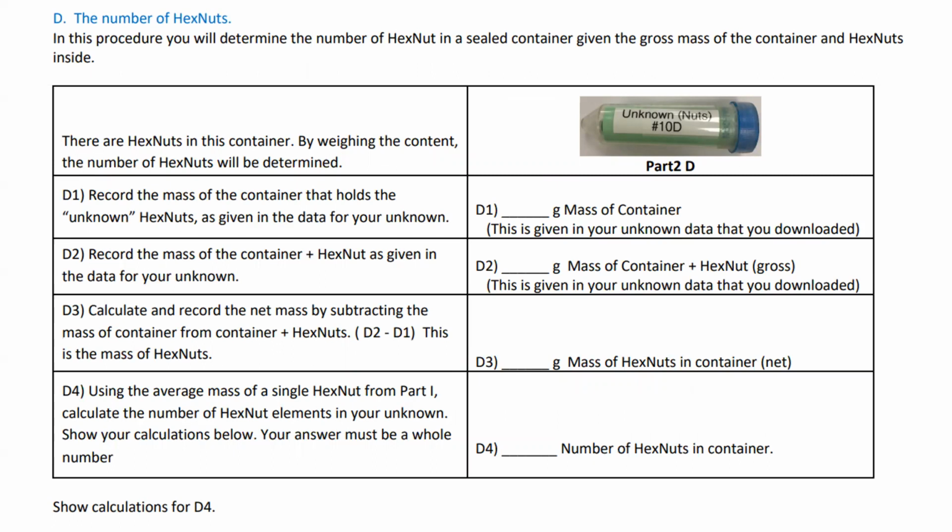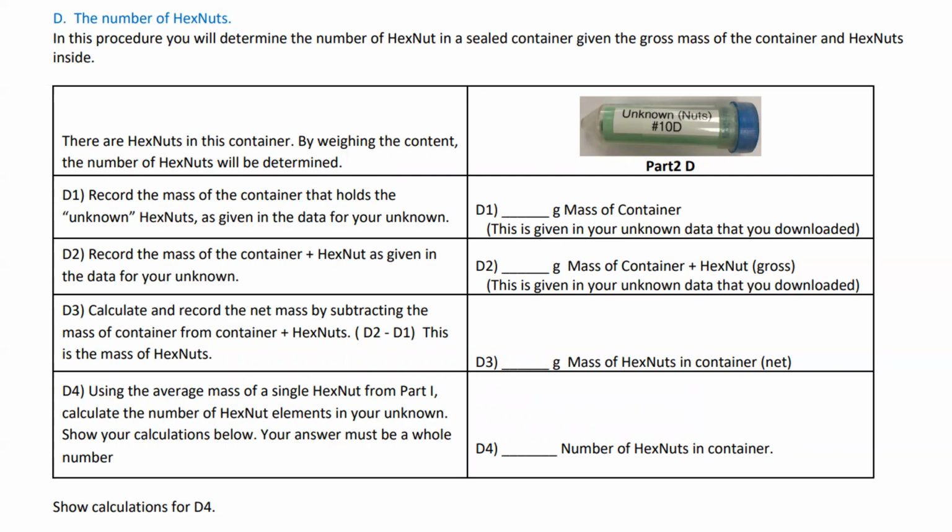Again, you're going to be getting this data from Canvas, right, as part of your unknown. So you won't actually have these sealed containers in your lab kit. This is all data that's given to you on Canvas. So part D is going to be determining an unknown number of hex nuts in a sealed container.